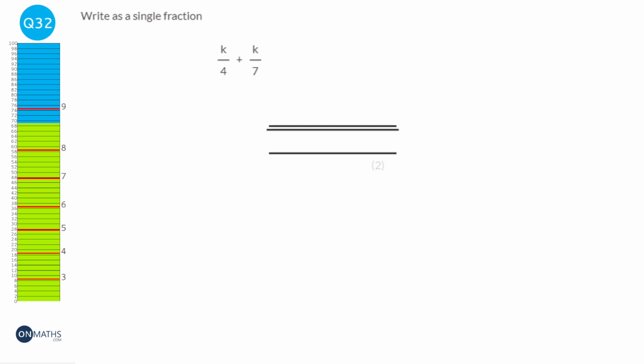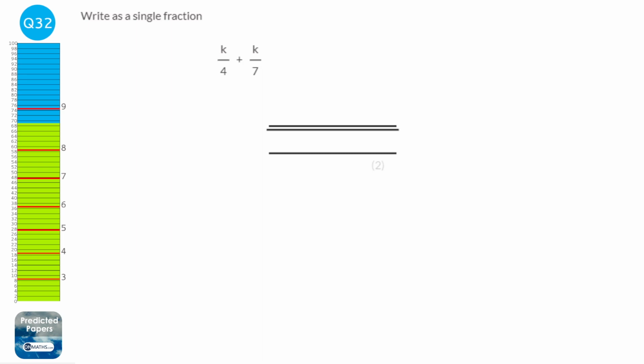This question, we're adding fractions. Okay, there's a bit of algebra, but the process is exactly the same as when we've always added fractions. We need to find out what the lowest common multiple of 4 and 7 is. Well, actually, the lowest common multiple is 28, which is 4 times 7.